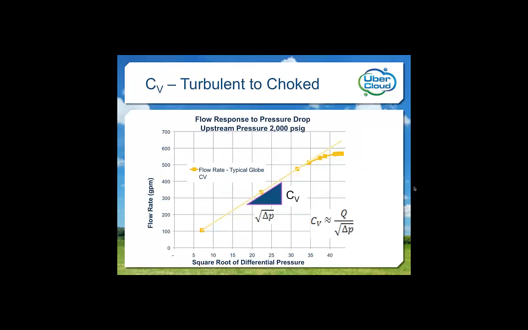In this chart of flow rate versus square root of differential pressure for a typical globe-style control valve, we observe the constant relationship while flow is turbulent, the linear portion, and a rolling off of the curve during the transition to choked flow. Since the flow rate in the transition region is not predictable with the ratings for turbulent or choked flow, process control is challenging.